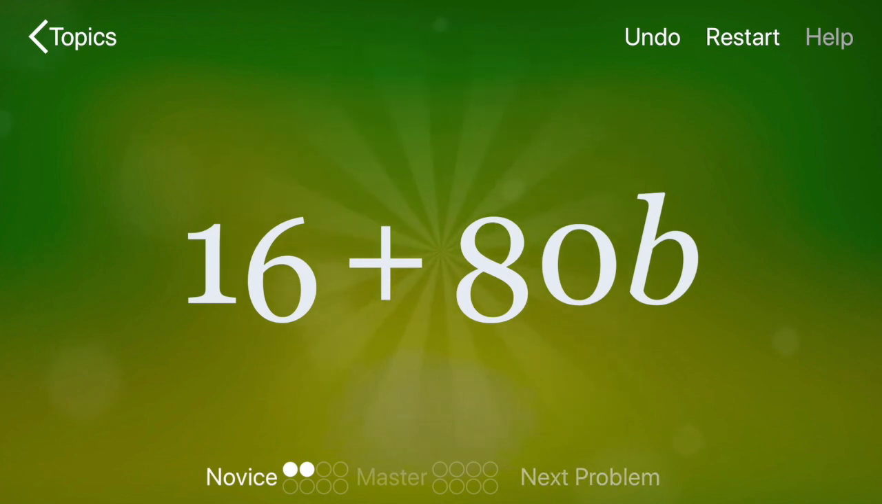Really cool app. I suggest downloading it. It does cost a little bit of money, but I think it's worth it. Definitely will enhance your math skills.